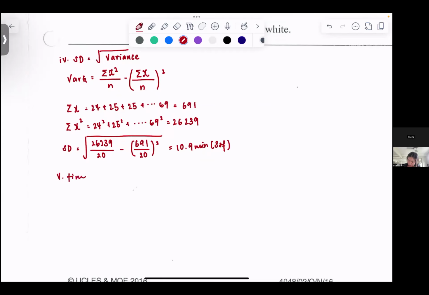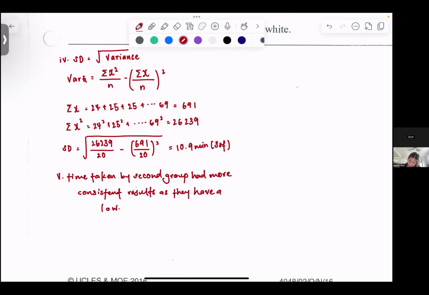So putting that in words, I can just say that the time taken by the second group had more consistent results as they have a lower SD. SD meaning standard deviation.